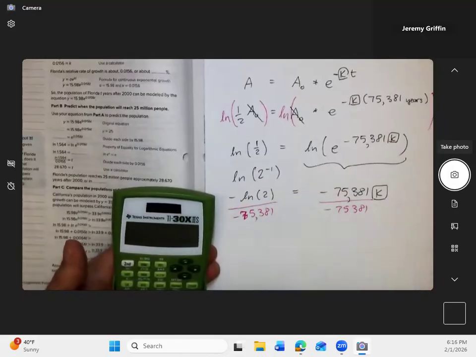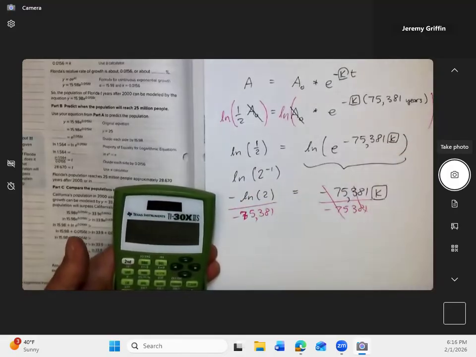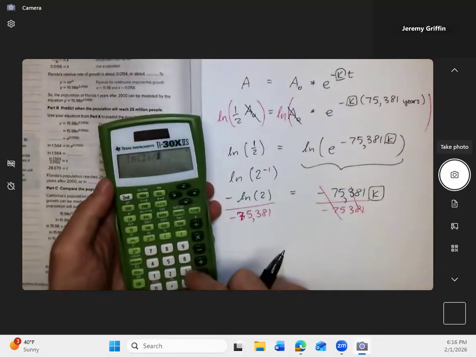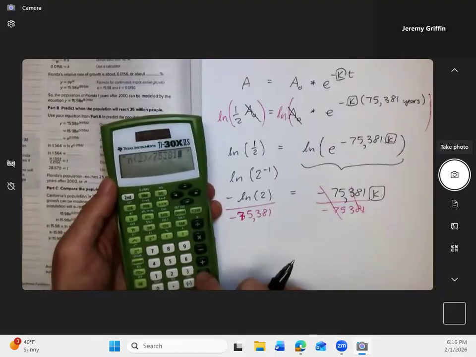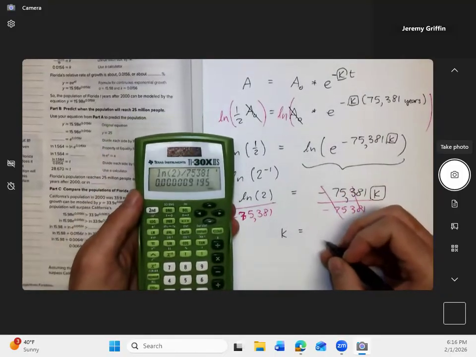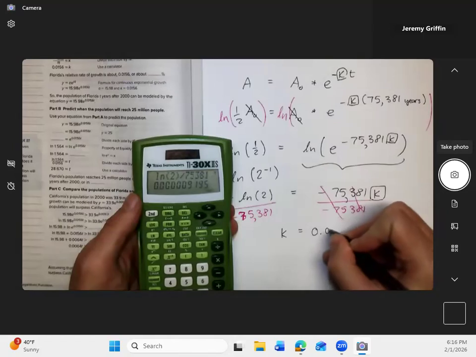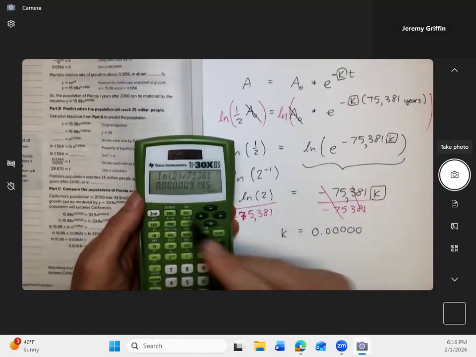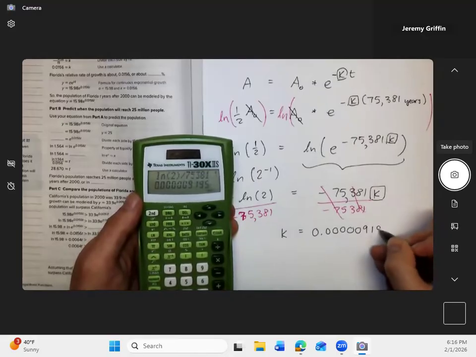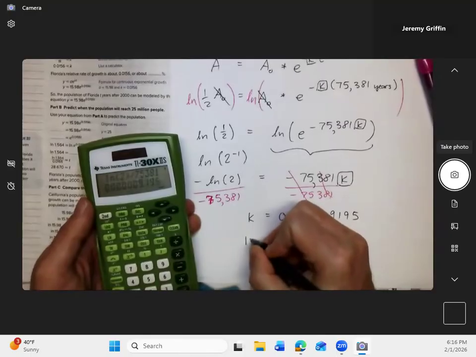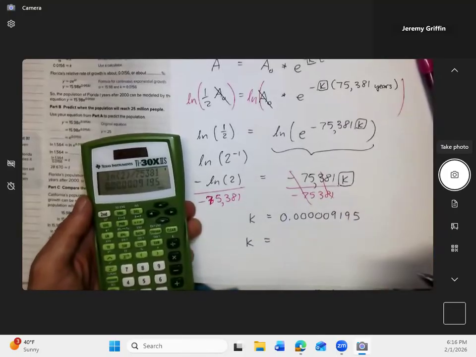75381. Okay. So what is 2 over 75381? I'm looking at a k of e. Now that's a tiny k. 0.00000... Did I get that right? 1, 2, 3, 4, 5 zeros, and then 91, 95, right? In fact, it's so tiny, it's probably more efficient to write this in scientific notation.